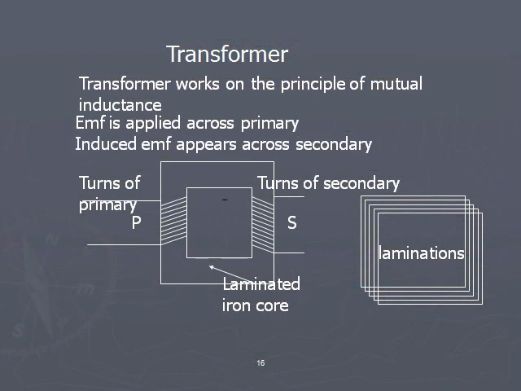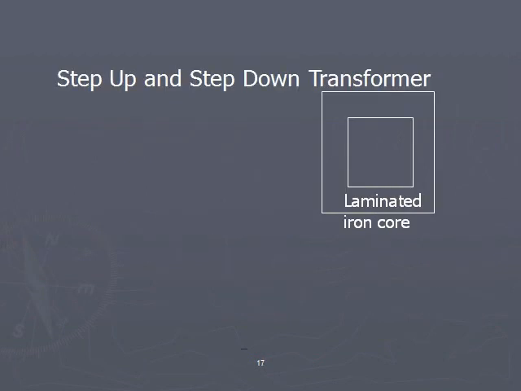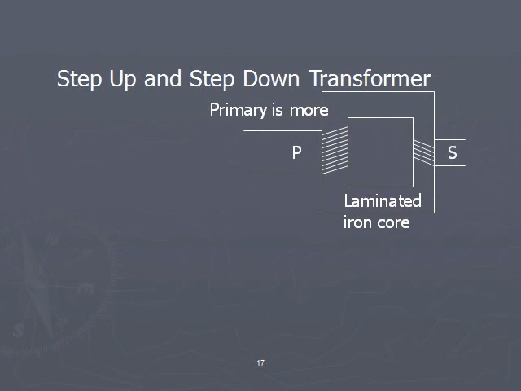Generally, an EMF will be applied across the primary. P indicates the primary. Across this primary, an alternating EMF will be applied. On the secondary, an induced EMF will appear. An induced EMF will be produced across the secondary. There are two types of transformers, step-down transformer and step-up transformer. In a step-down transformer, the input voltage will be more and the output voltage will be less. The voltage across the secondary will be less.